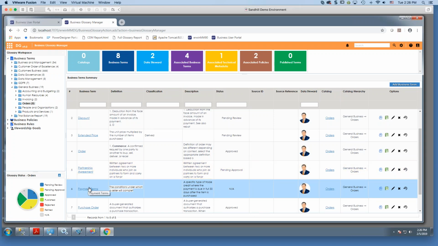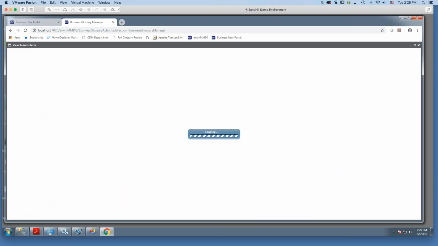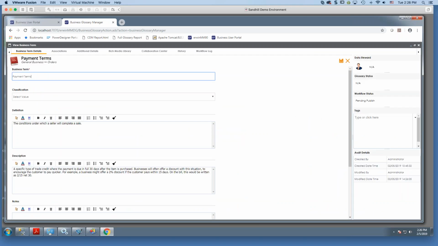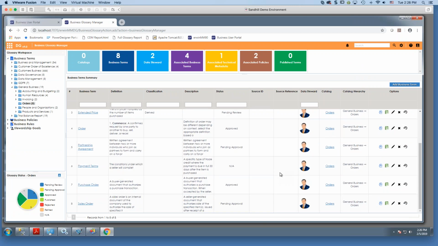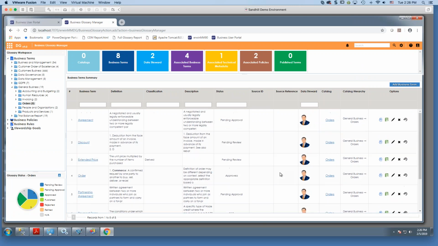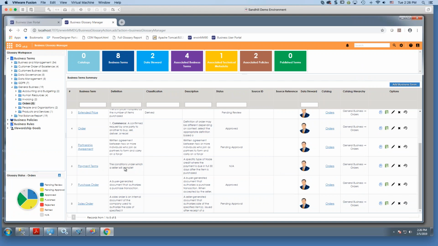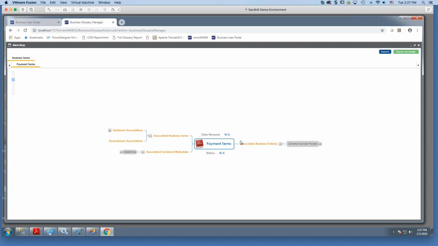So let's take a look at this. I'll go back in here and we'll look at it in terms of the payment terms mind map. So we can look at this. Now, payment terms, so we looked at this with order. We saw there was upstream and downstream. Same concept here. Payment terms is related to a general business concept called invoicing, and invoicing has this thing called payment. So I can see that.